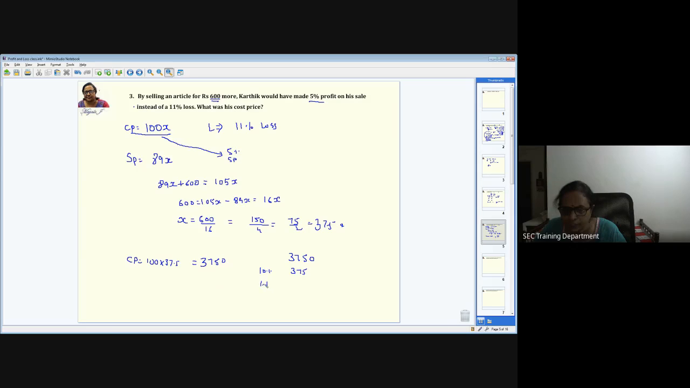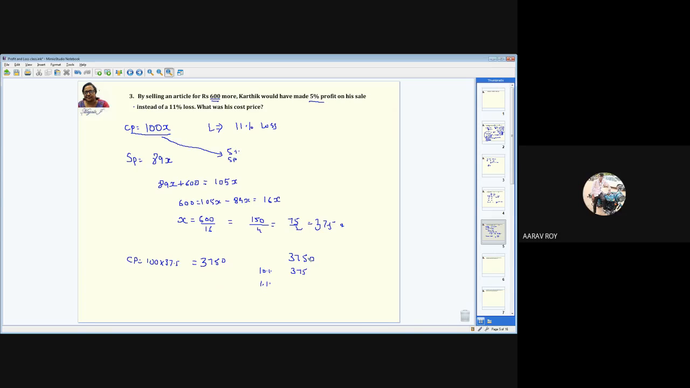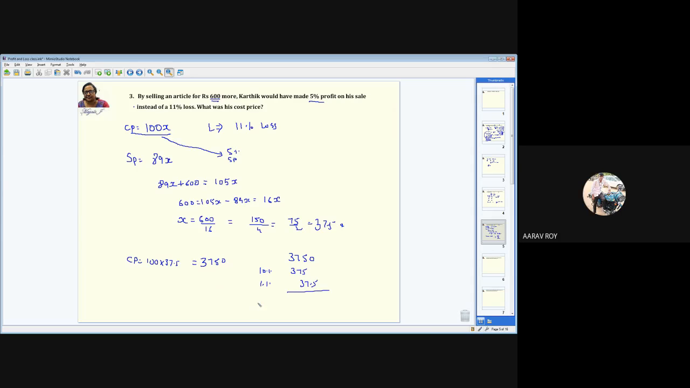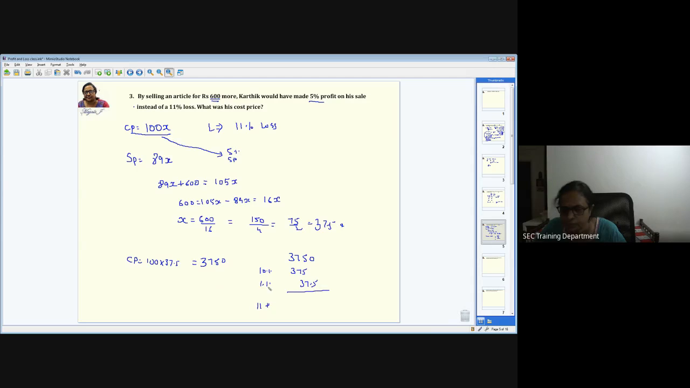When I say 1%, 10% is where you keep a decimal point here, and 1% means you keep a decimal point here. So 1% is going to be 37.5. So 10% plus 1% is 412.5. So this is your 11%.